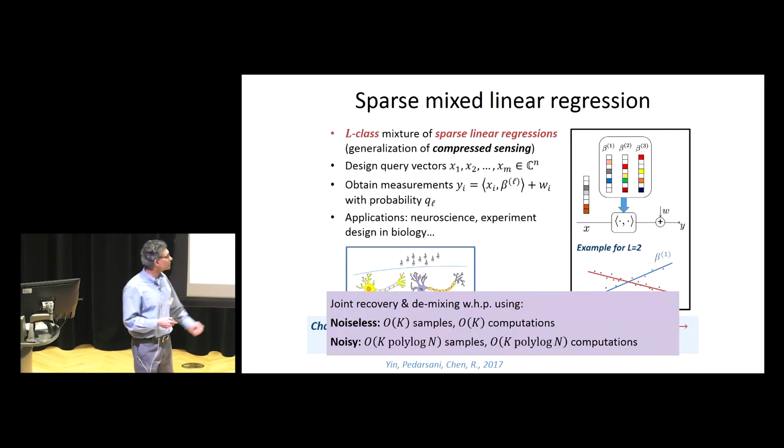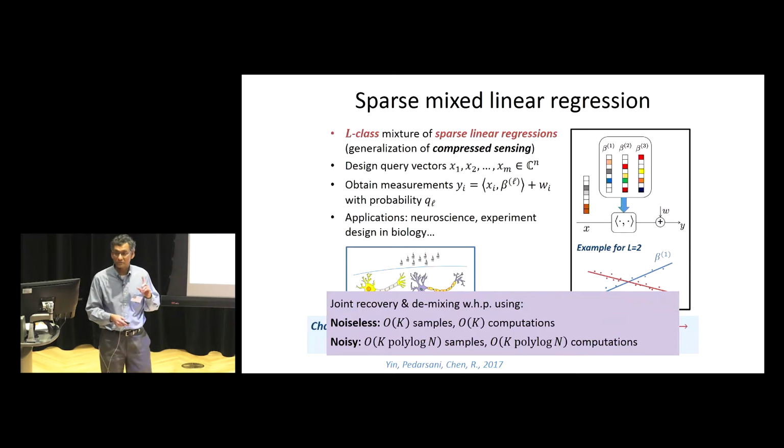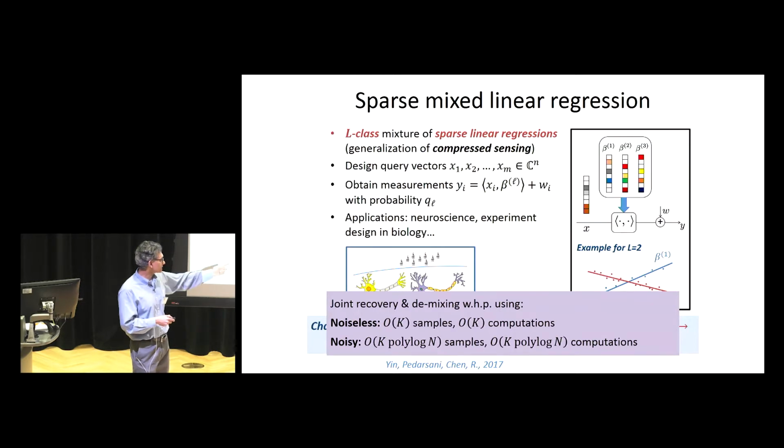And it turns out that you can do this in, again, order k time as long as the number of classes is order 1. That is, you don't have scaling in this. The number of classes is fixed, say 2 or 3 or 10. The noiseless case will be order k, and the noisy case will be k polylog n. Again, it's sublinear in capital N.